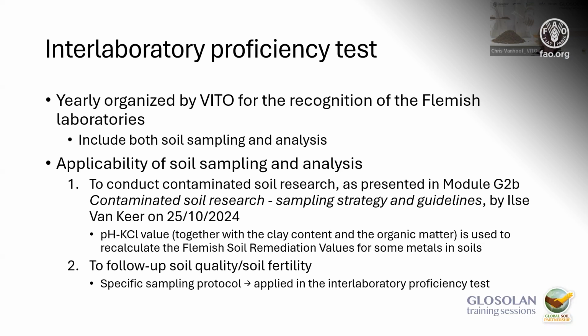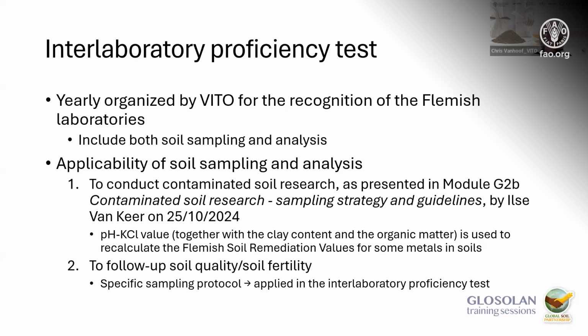We do soil sampling for 2 applications. The first is already described in a previous module, and that is a sampling to conduct a soil research, a contaminated soil research. You take a larger amount, and the pH potassium chloride value that we determine there, together with the clay content and the organic matter content determined on that material, is then used to recalculate the Flemish soil remediation values for some metals in soil. So this is a totally different application than the one we do for the round-robin test.